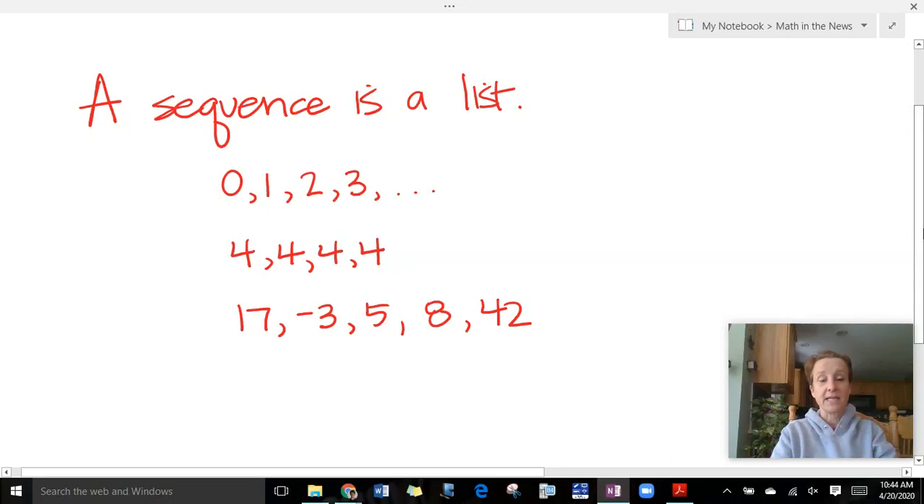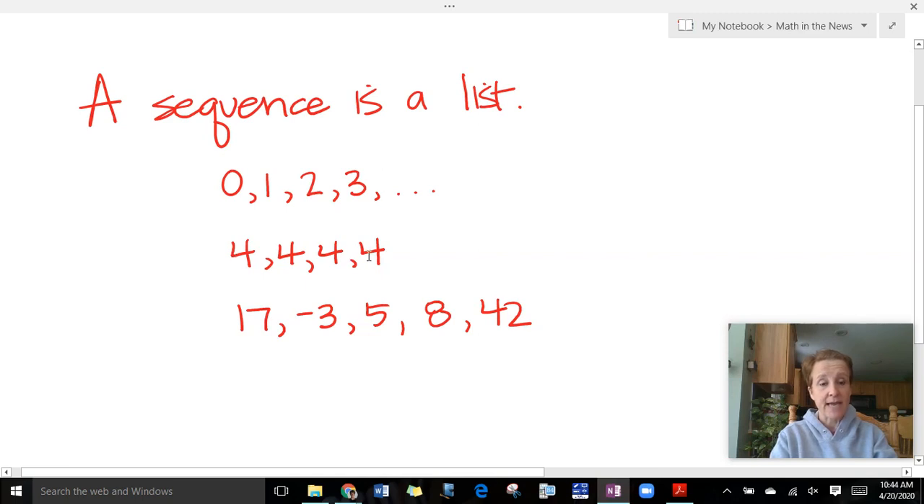A sequence is simply a list. You will see three different types of sequences on this page. You can see first off, we have an infinite sequence, and I can tell it's infinite because of the ... I have 4 numbers listed, separated by commas, so that's how we'll write our sequences. And I can see a distinct pattern, but it doesn't have to show a distinct pattern.